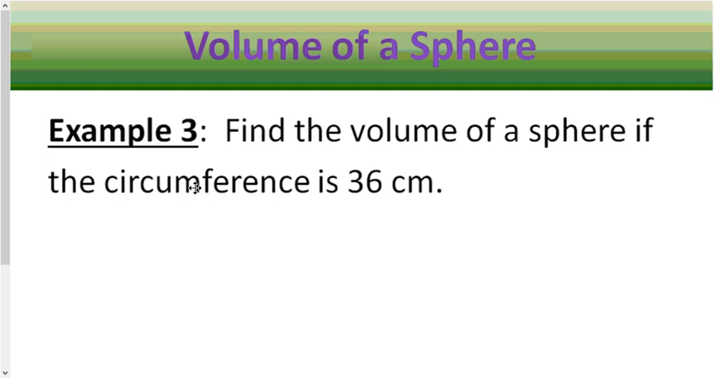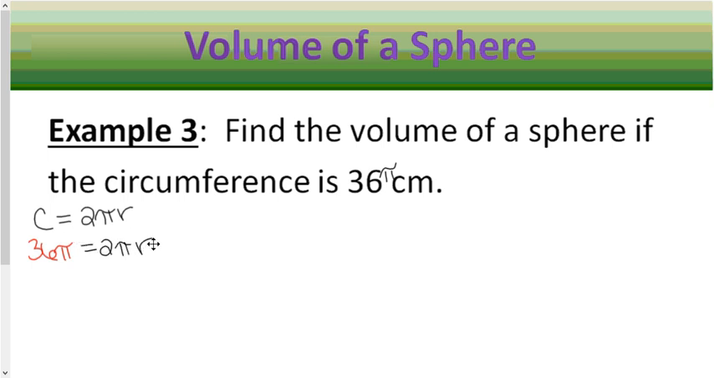So find the volume of a sphere if the circumference is 36, and I'm going to amend this, 36 pi centimeters. If we don't put pi in there, we'll have some ugly decimals later on. So to find the volume, you need the radius. Well, we're not given the radius, but we know that the formula for circumference is 2 pi r. We can solve for the radius. So my circumference is 36 pi, so I'm just going to replace that. So I have 36 pi equals 2 pi r.